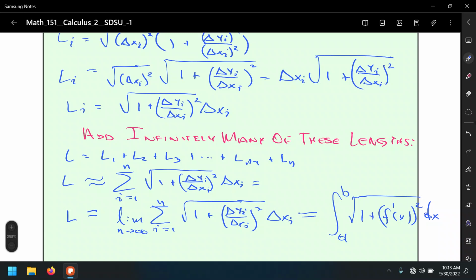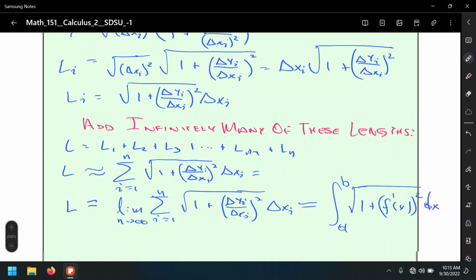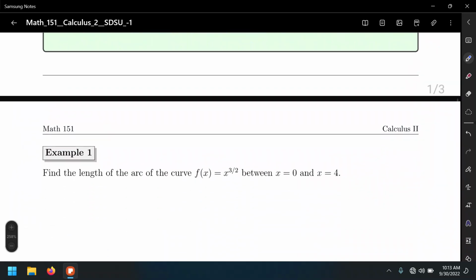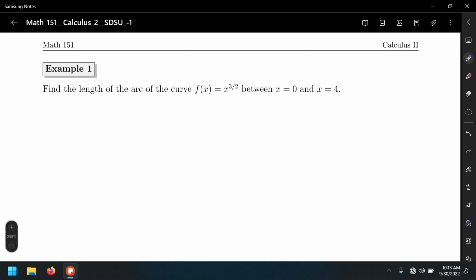So how about we look at an example of how to find the arc length. And by the way, guys, these exercises are going to require a lot of algebra and a lot of techniques. I'm going to go over every single detail, so let's see. Find the length of the arc for the curve f of x equals x to the 3/2 between x equals 0 and x equals 4.